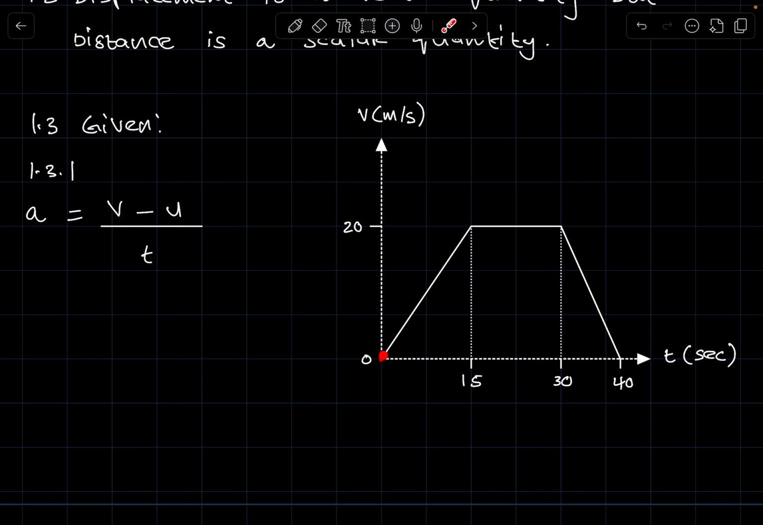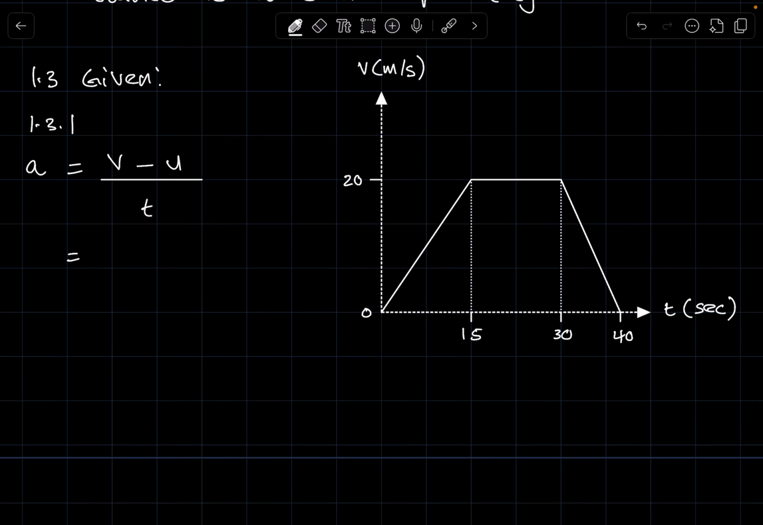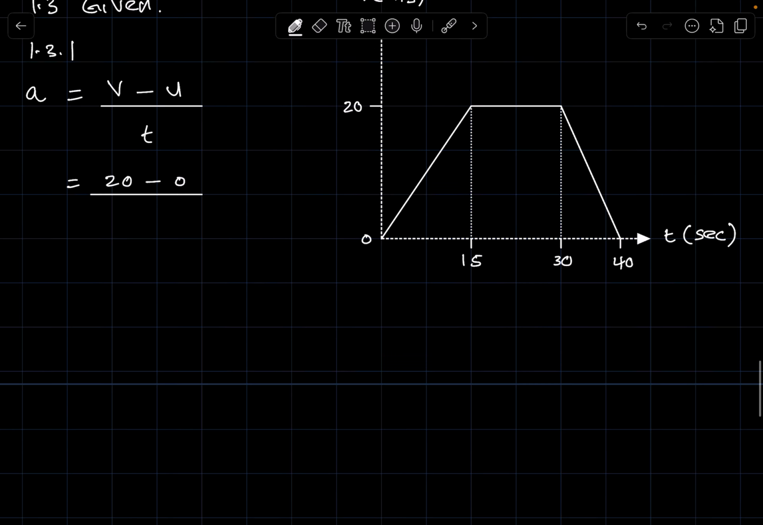So acceleration is equal to the final velocity minus the initial velocity, divided by t, in the first 15 seconds. In this section of the graph, the initial velocity is 0. The final velocity is 20 meters per second. And what is the time? The time it took to move from 0 to 20 meters per second is 15 seconds. So you substitute: 20 minus the initial velocity, which was 0, divided by 15 seconds.